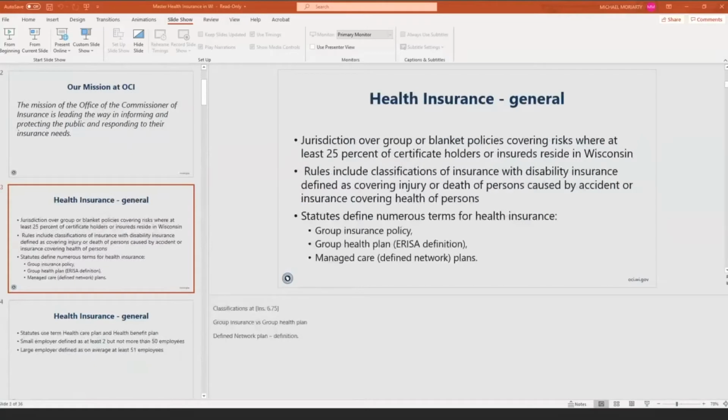Next slide. So for this next hour, we're really going to start coming down into more general health insurance requirements and the role that OCI plays with health insurance.